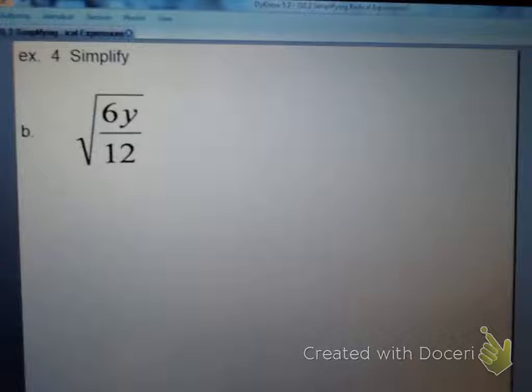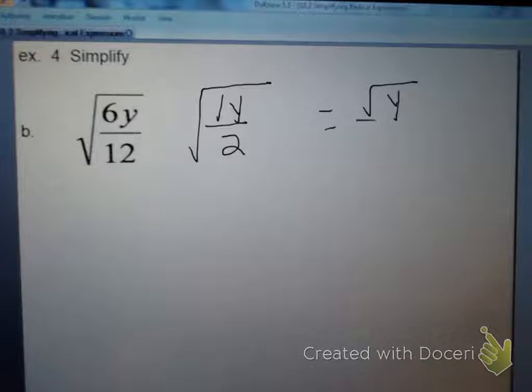Example B, we're going to first reduce. 6 over 12 reduces down to 1/2. So that's 1y over 2. Now I'm going to separate it to put square root of 1y, or I can just say square root of y, over the square root of 2. It's okay to have square root of y in the numerator, but it's not okay to have the square root of 2 in the denominator. So I'm going to multiply. This is called rationalizing the denominator by multiplying top and bottom by the square root of 2.